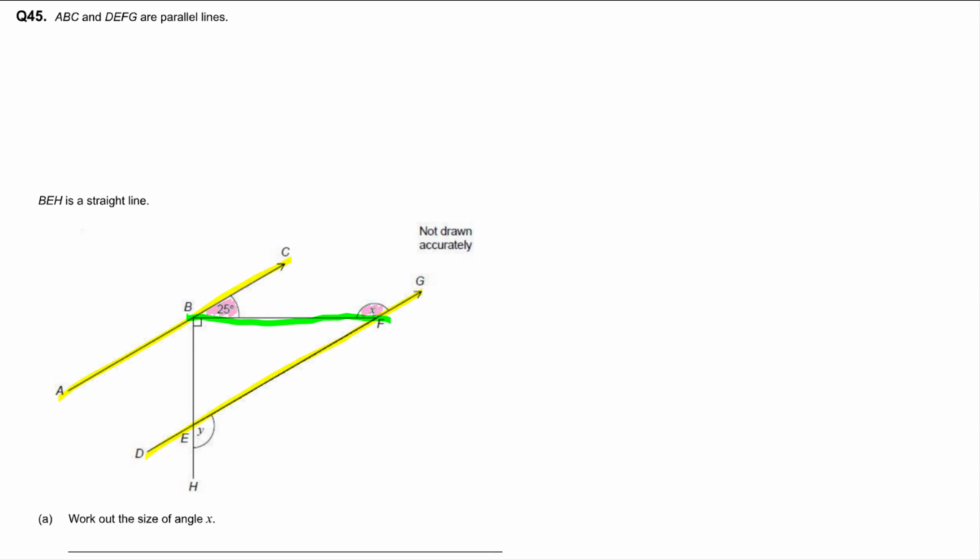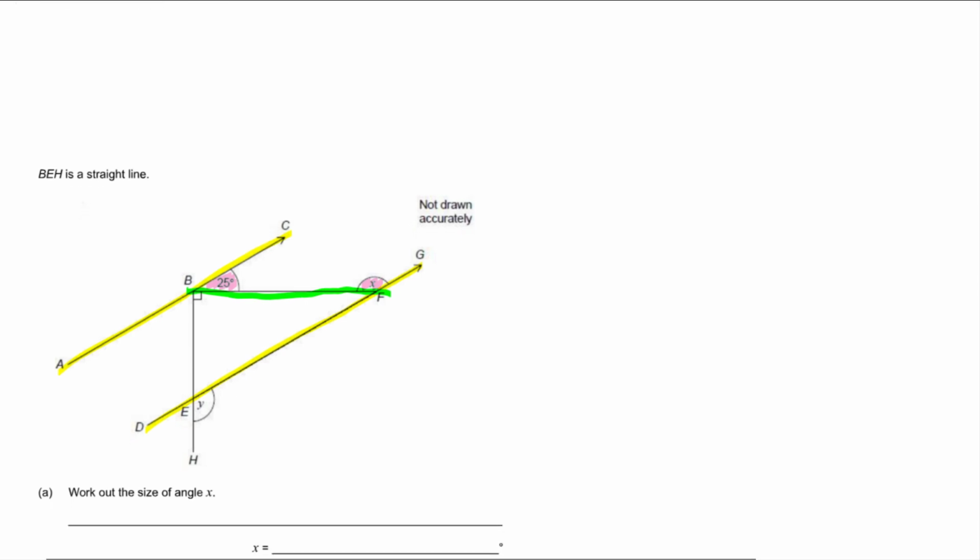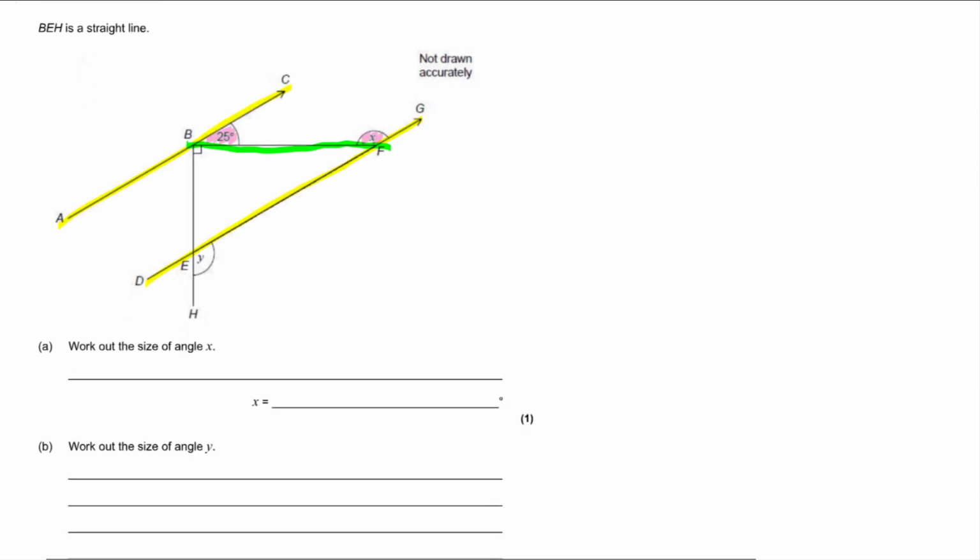These ones are called co-interior angles, aren't they? And co-interior angles sum to 180 degrees. So my X angle and the 25 add up to 180 degrees because they're co-interior. So that means that X must be 25 taken away from 180. That's 155 degrees.